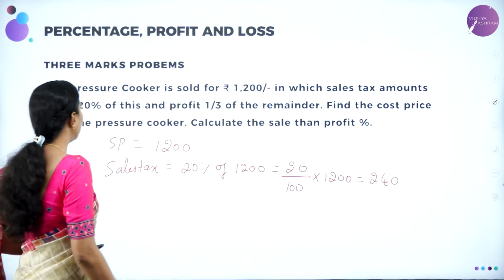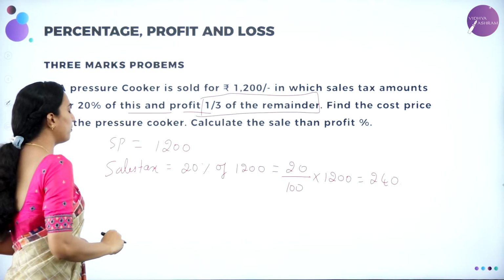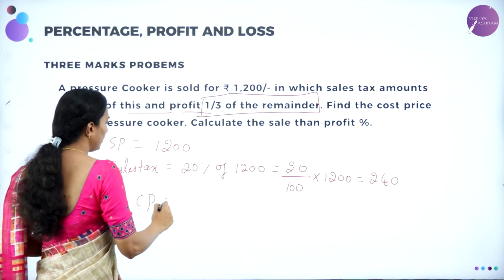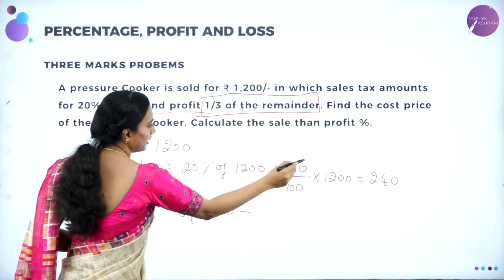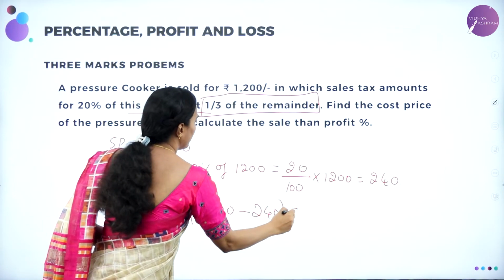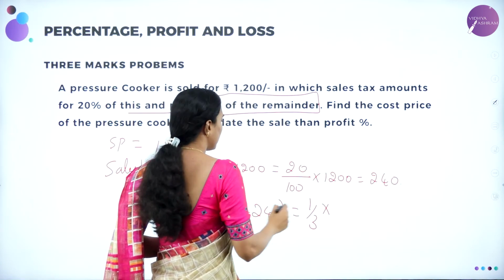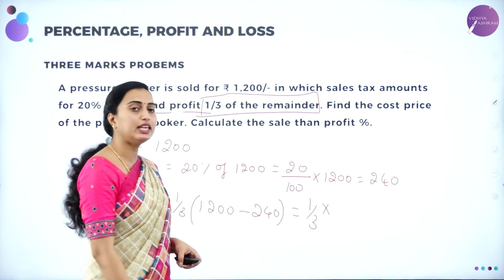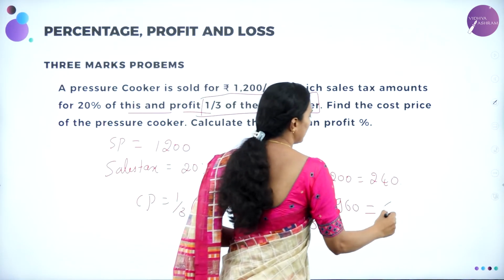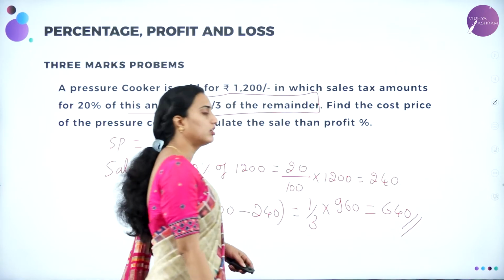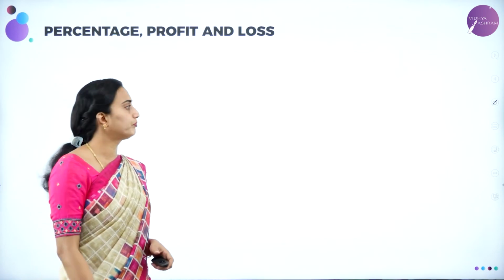Now what have they given? And the profit is 1/3 of the remainder. Remainder means you need to subtract. So the profit will be equal to 1/3 of the remainder, that is 1/3 into 1,200 minus 240, which is nothing but 960. So 960 divided by 3 is 320. That's it dears. I hope you understood this problem. We'll move on to the next problem.